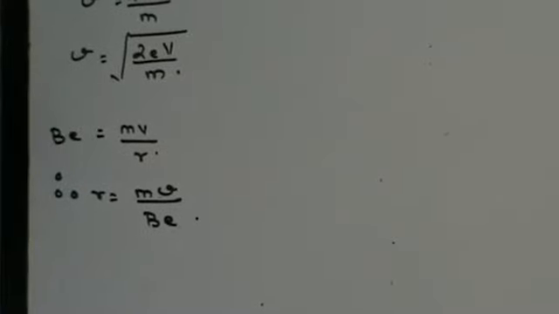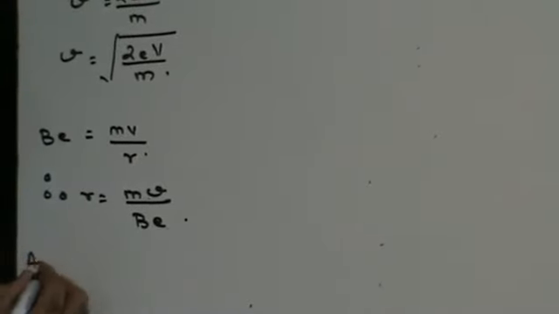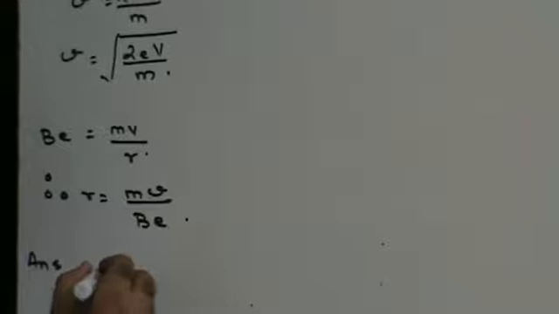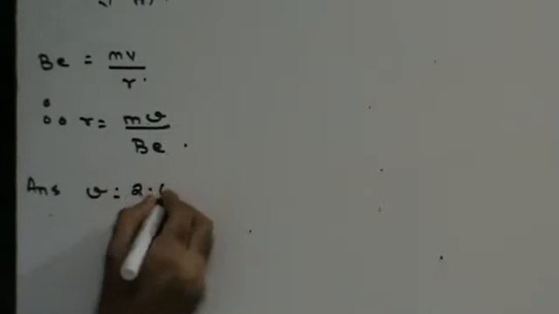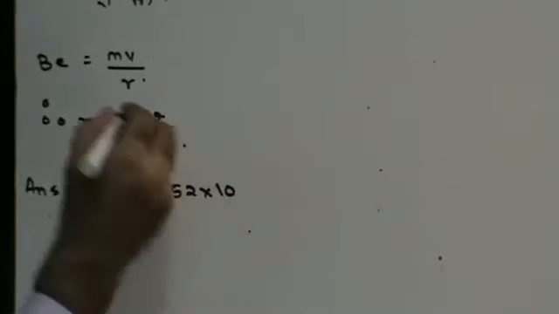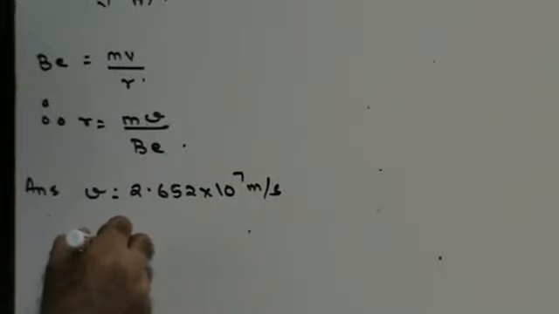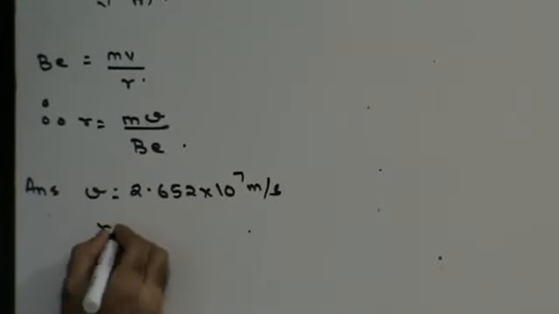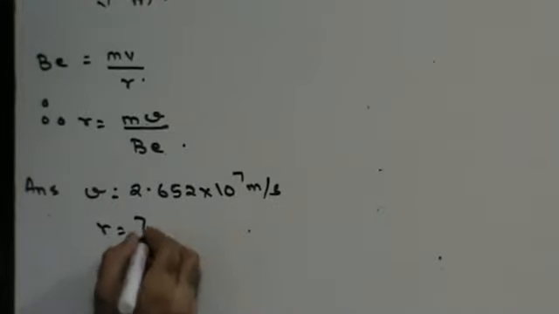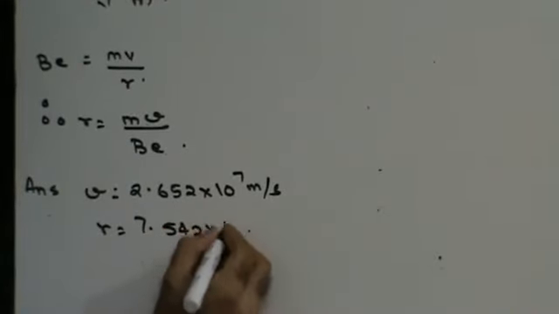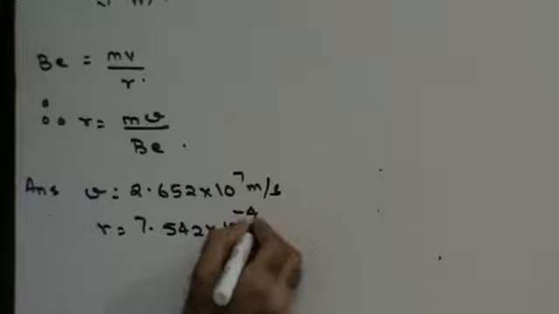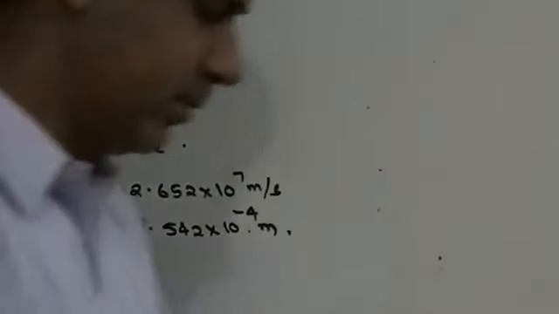The answer for this sum should be velocity equal to 2.652 into 10 raised to 7 meters per second, and radius is equal to 7.542 into 10 raised to minus 4 meters. Take on next one please.